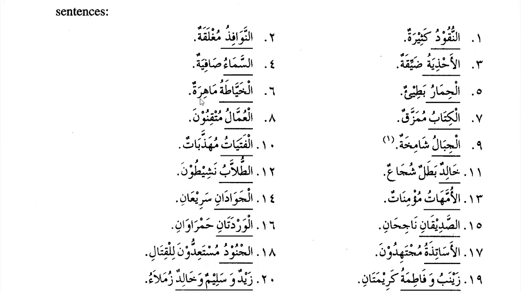Anyone else? Ahziyatu Daikatun, that also I didn't understand. Ahziya means shoes. Daika means narrow. Sir, Batiyun means slow. Slow. I thought stupid. Asama'u Sophia. Safiya means clear. Clear.